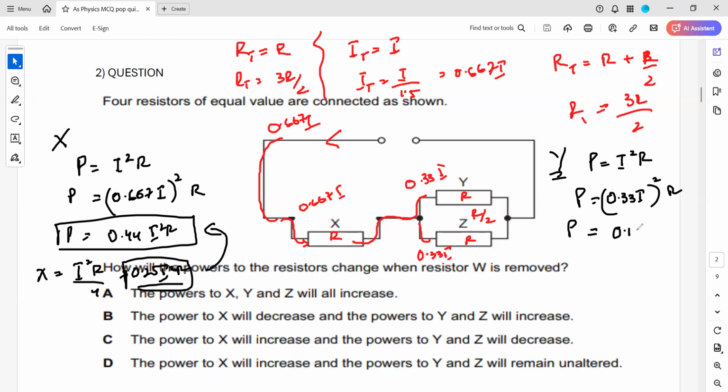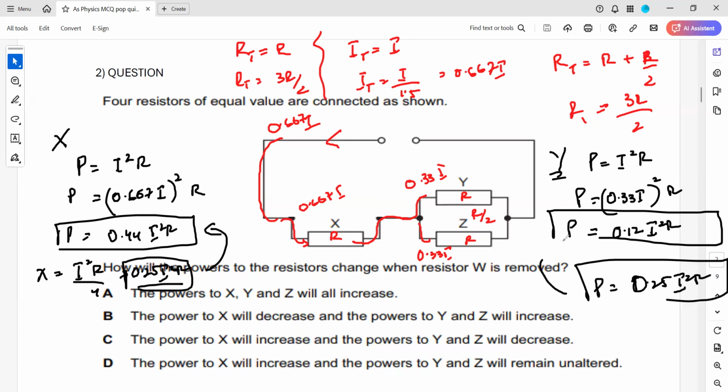So the power here is 0.12 I square R. So the new power of the Y is 0.12 I square R. And originally, when we calculated the power, it was 0.25 I square R. So what happened to the power of the Y or power of the Z? The power of Y and Z have decreased.